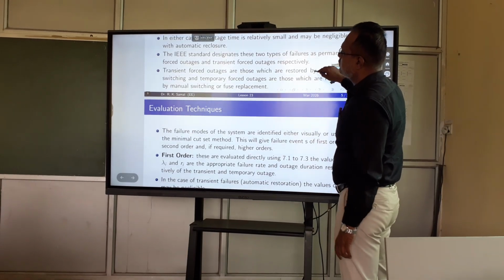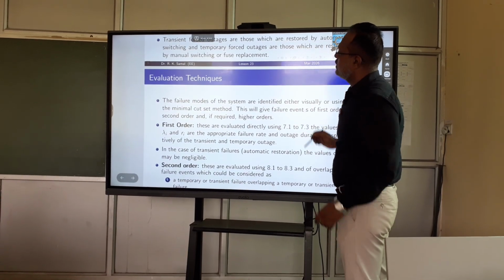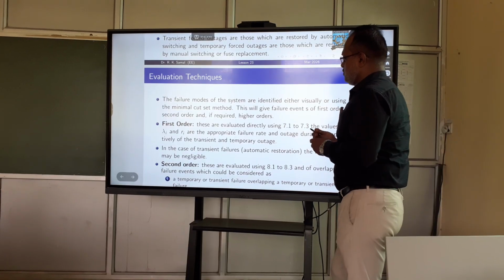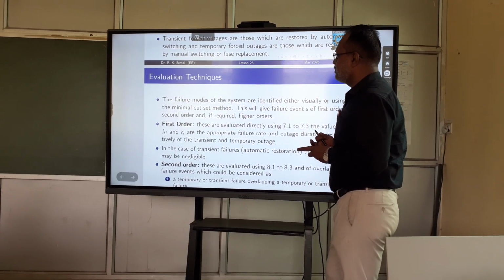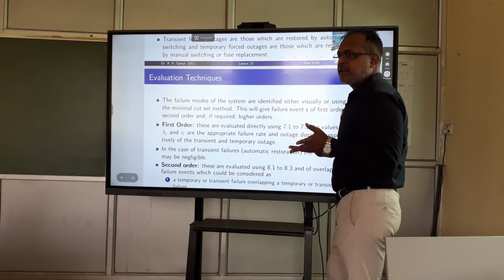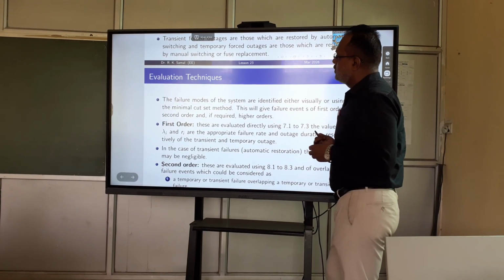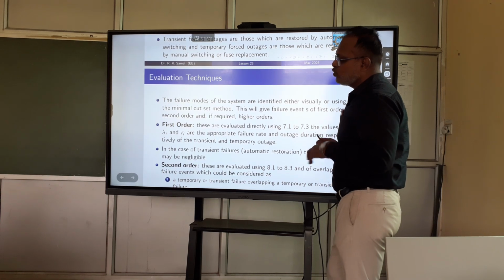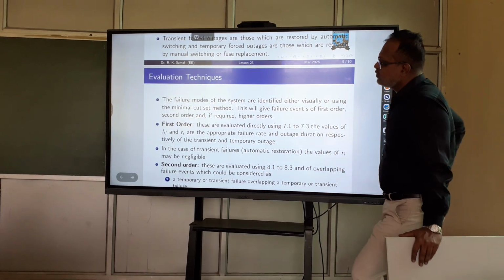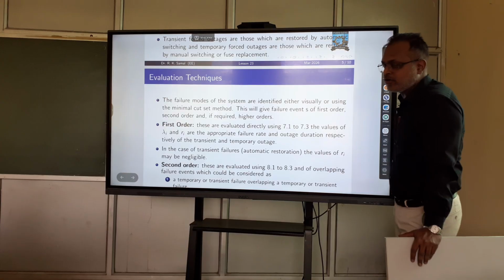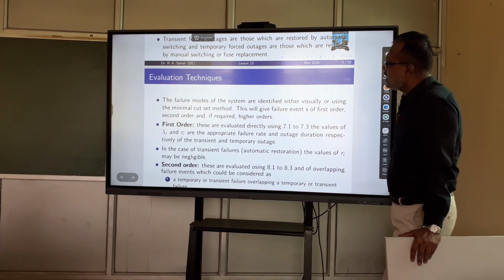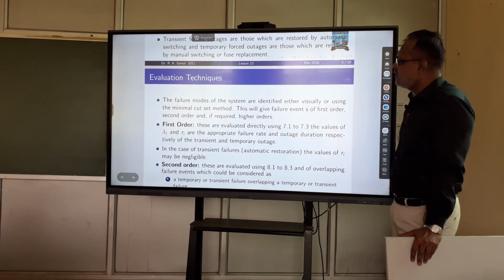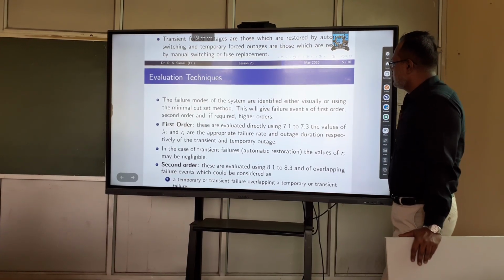Okay, I am reading this. We write the last one. So, how to evaluate such scheduled maintenance cases? You need to consider two types of failures. They are known as first order failures and second order failures. The failure modes of the system are identified either visually or by using minimal cut sets. This will give failure events of first order, second order, and higher orders if required.